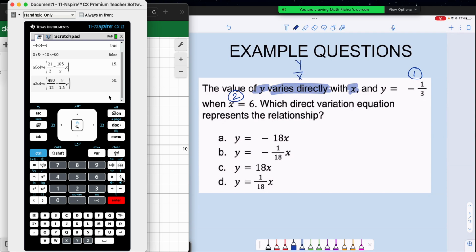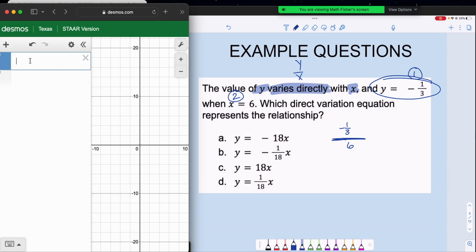So y divided by x, we have y equals negative 1 over 3. So instead of y, I'm going to put negative 1 over 3. Then, instead of my x, I'm going to put 6. Remember, this is the big fraction part. When we put it in the calculator, it might be easier to put it in Desmos. So put negative 1 divided by 3 on top, and then on the bottom put 6. And it gives us this long number.